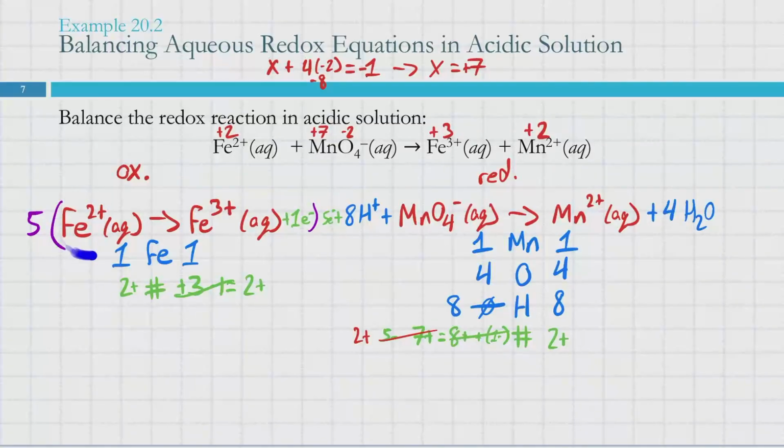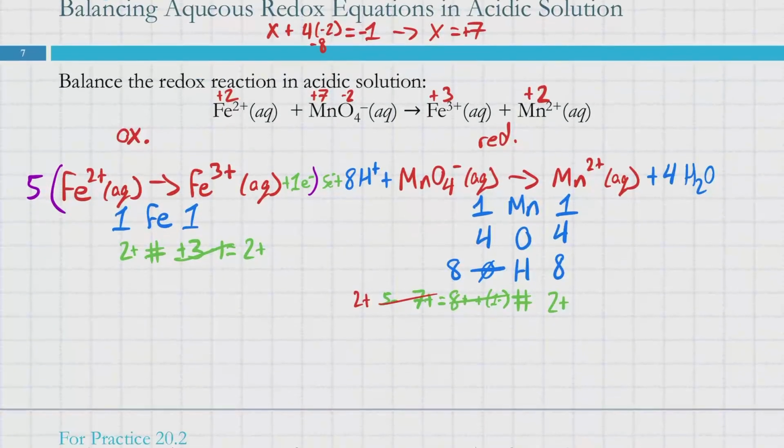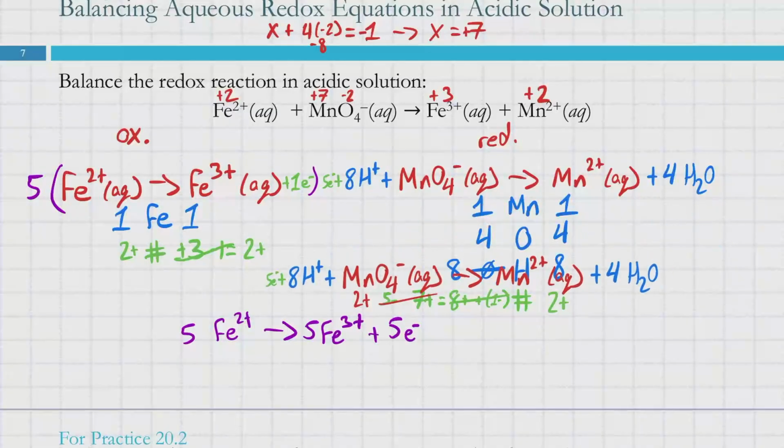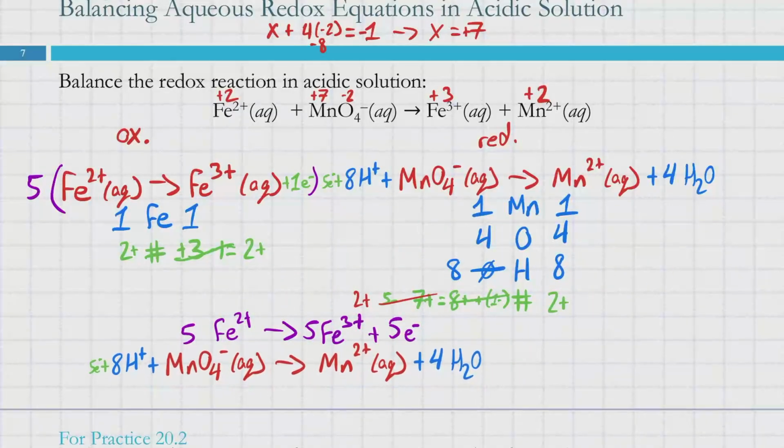So we're going to have 5 Fe2 plus going to 5 Fe3 plus 5 electrons. And then we get to add that to our reduction half reaction. I'm going to write them on top of each other. I'm omitting the state symbols. And I'm being lazy in another way. I'm not changing all the colors. Doubling down on being lazy. Copy paste.